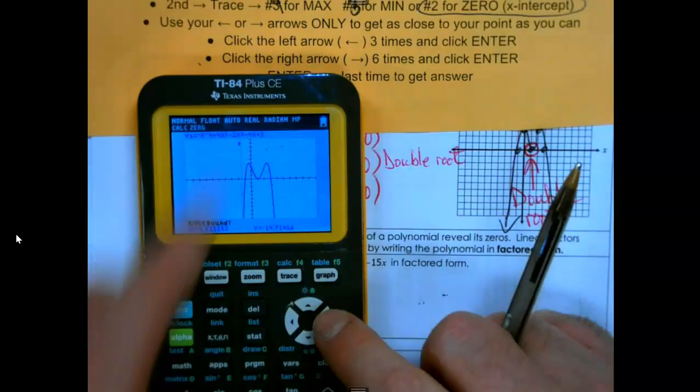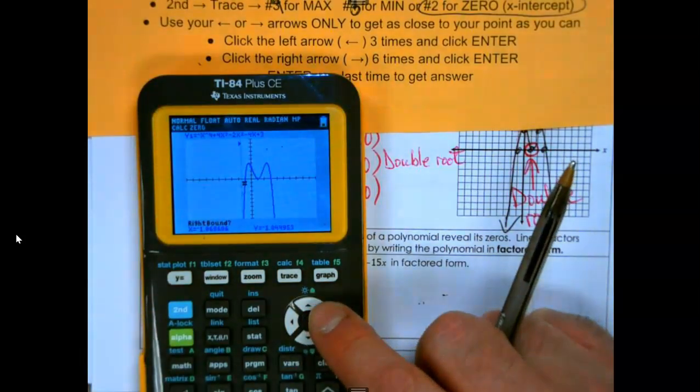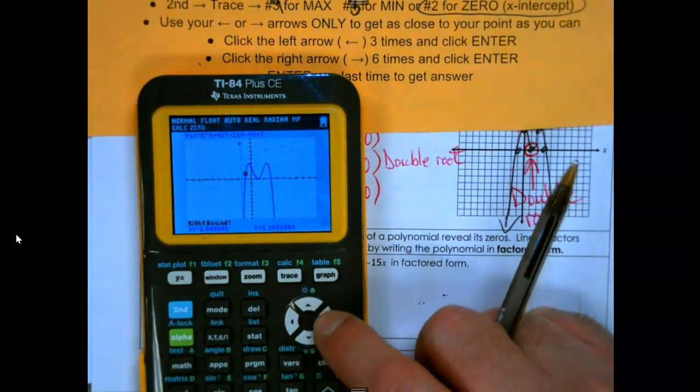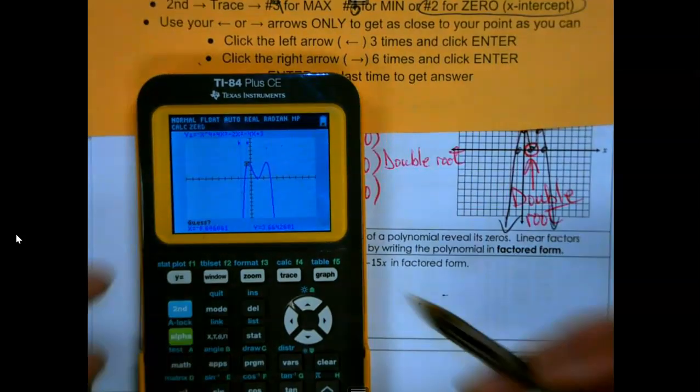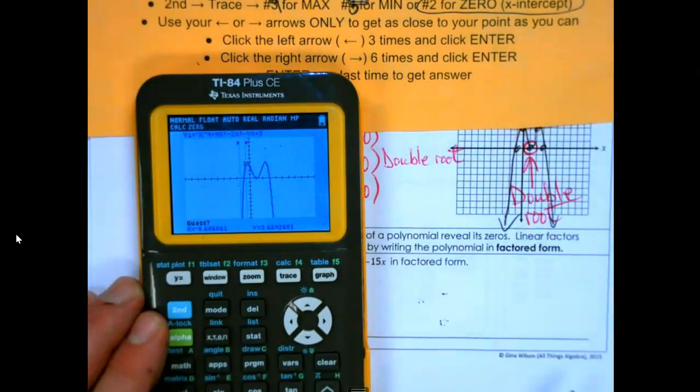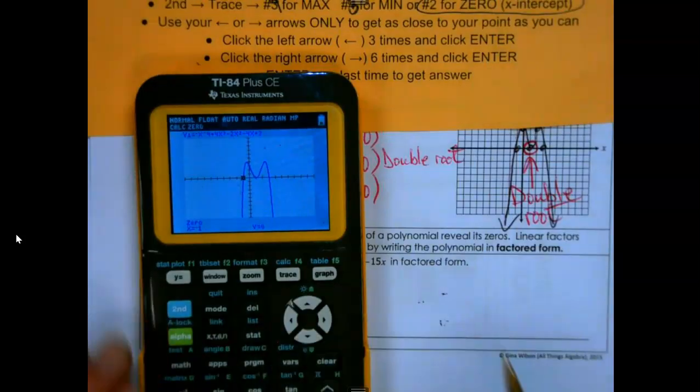Right, 6 times, 1, 2, 3. Back where I started. 4, 5, 6. Enter. There's my second boundary. And enter, and there's the -1, 0.